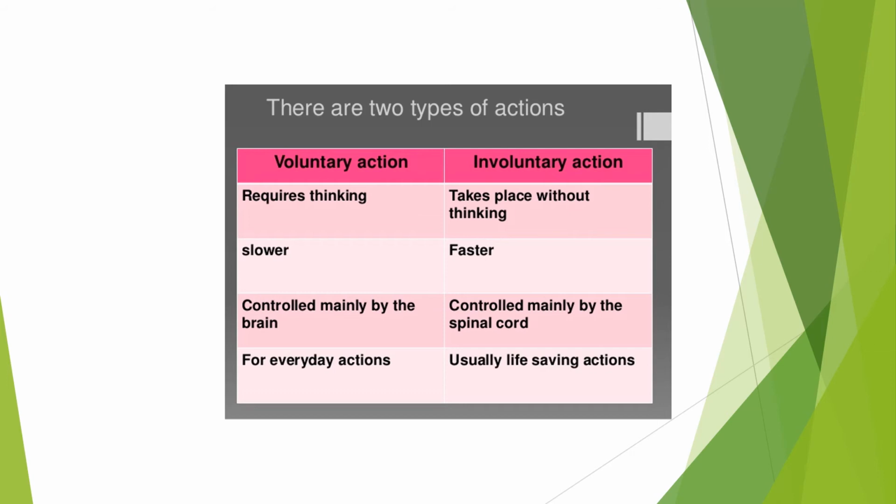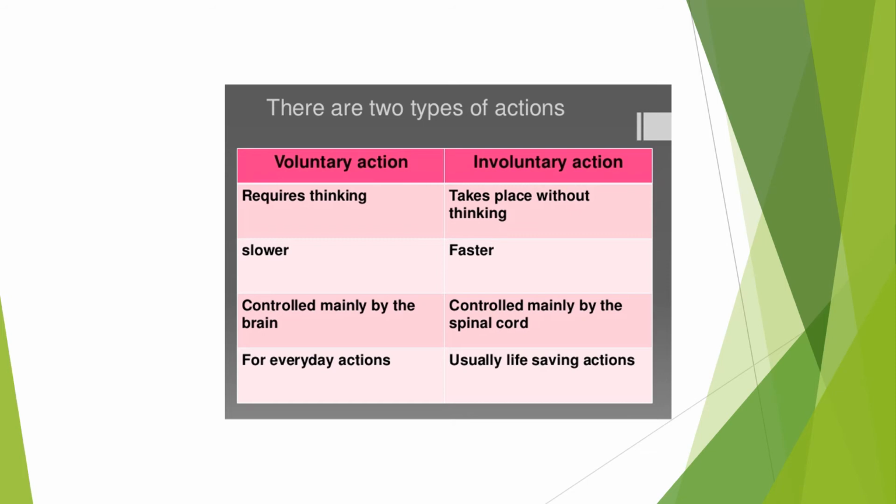So voluntary action requires thinking. You can perform that according to your will. Involuntary actions take place without thinking and sometimes without your knowledge even. Voluntary action is slower. Involuntary action is fast. Voluntary action is controlled mainly by the brain, and involuntary action is controlled mainly by the spinal cord.